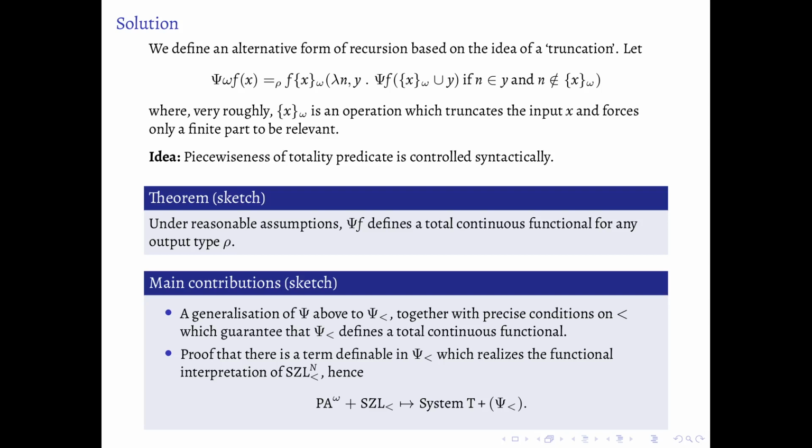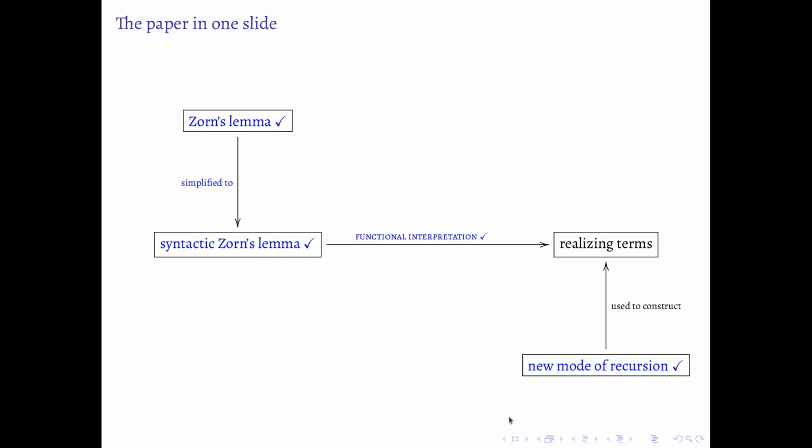It's parametrized, and I give reasonable conditions on the parameter which ensure that not only is this extraction via the dialectica interpretation correct, but also the realizer has a model, so it's a total continuous functional. So there's the summary of the paper again.